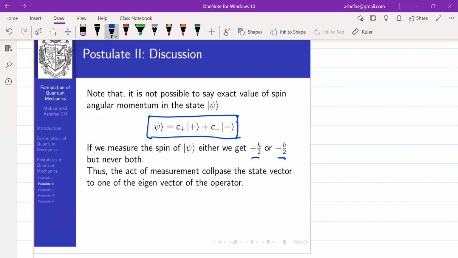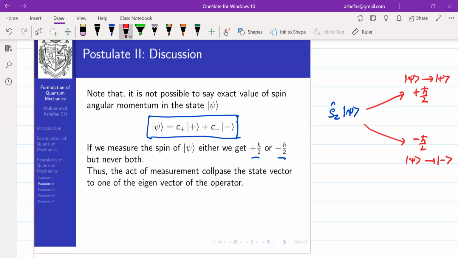So that means the act of measurement collapses the state vector to one of the eigenvectors of that operator. So the vector psi is either going to ket plus or it is going to ket minus when you measure the spin. If you measure the spin on ket psi, there are two possibilities. We'll get the result as either plus h cross by 2 or minus h cross by 2. So that means either ket psi transforms to ket plus or ket psi collapses to ket minus. This is called the collapse of the state vector. At present we don't have many details about how the state vector collapses to one of the eigenvectors, but that is true. And it is the result of our second postulate.